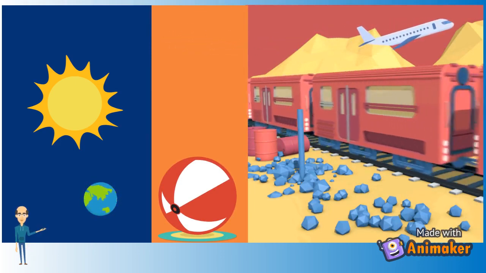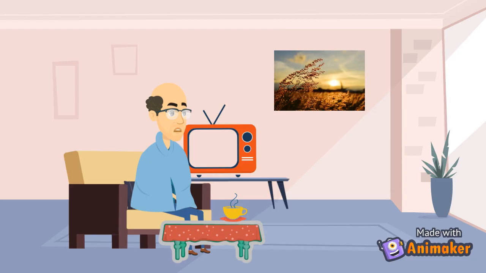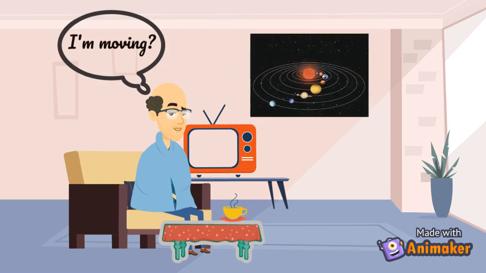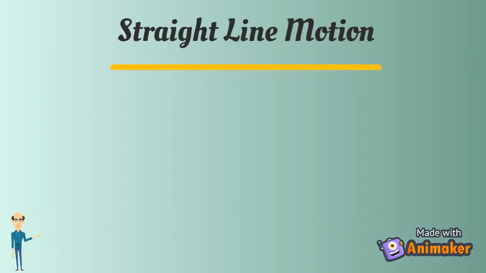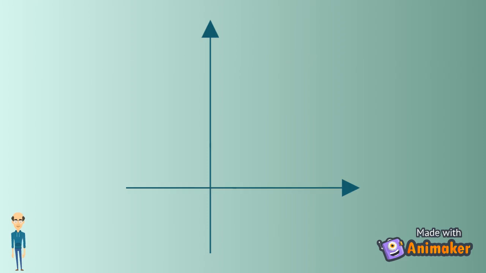Now remember, everything around us, including each one of us, is moving one way or the other. Even seemingly stationary objects could be moving. For example, even if I'm sitting idle on this couch, I'm moving along with the earth around the sun. We define straight line motion as motion that is along a straight line. It could be in the vertical direction, horizontal or slanted, but it should be along a straight line.